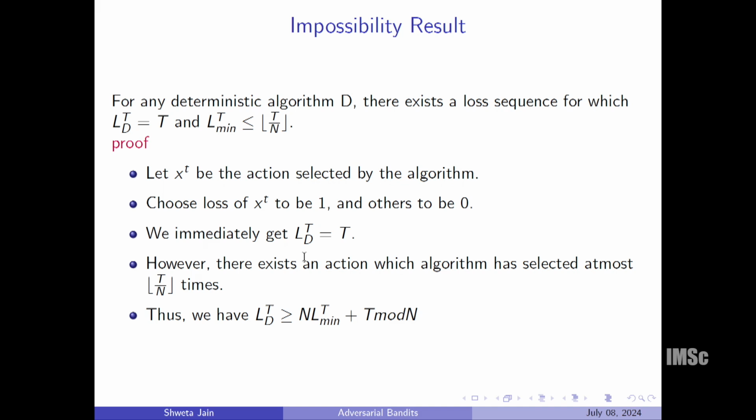How? For every deterministic algorithm, you are doing the same thing. You are putting a loss of 1 on the arm that the deterministic algorithm is pulling and 0 on everybody else.